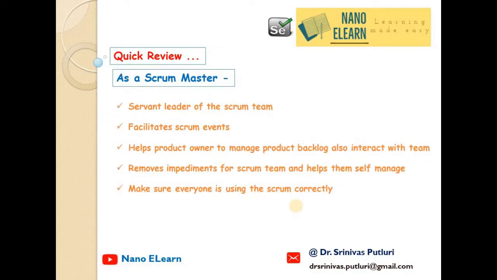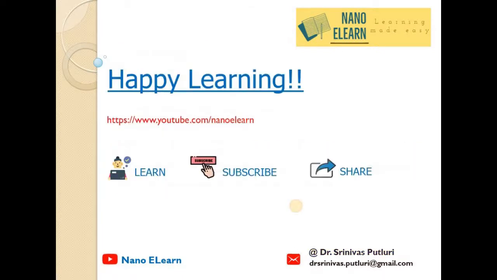A quick overview of today's session can be summarized as follows. Thus, the Scrum Master acts as a servant leader for the Scrum team. He facilitates Scrum events. He helps the product owner to manage the product backlog, and also interacts with the Scrum team. He helps remove the impediments for the Scrum team and helps them self-manage. Also, he makes sure everyone is using the Scrum correctly.